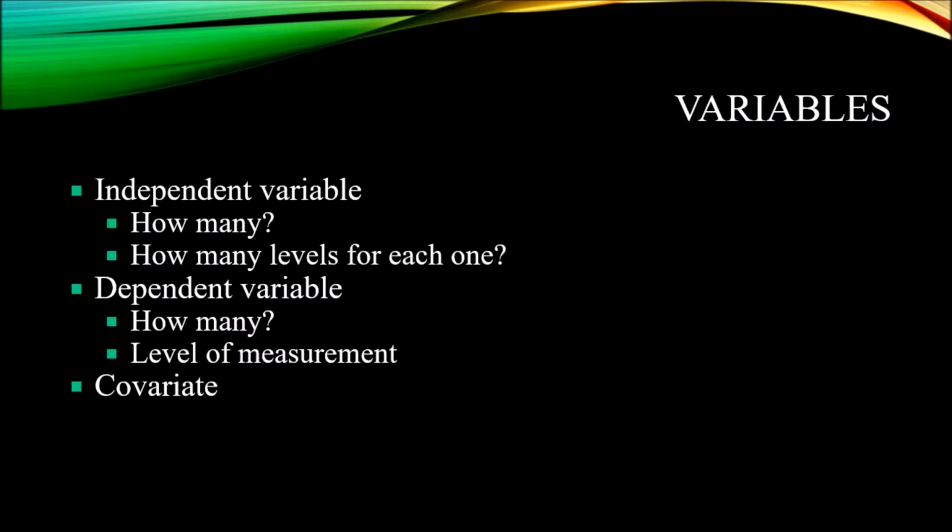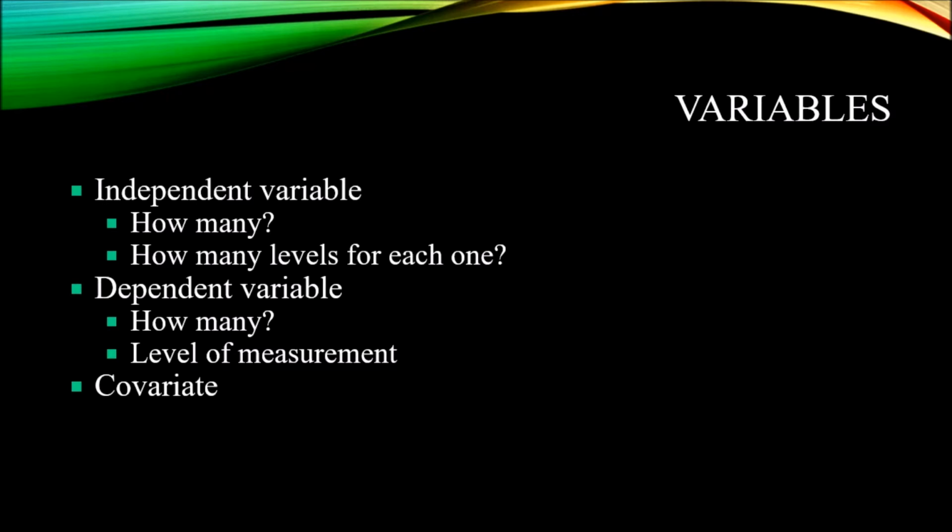And clearly we can move up in complexity from here. We can have multiple independent variables with varying numbers of levels. You could have one independent variable with two levels, another independent variable with 4 levels, another independent variable with 10 levels. You also want to consider the level of measurement with an independent variable.